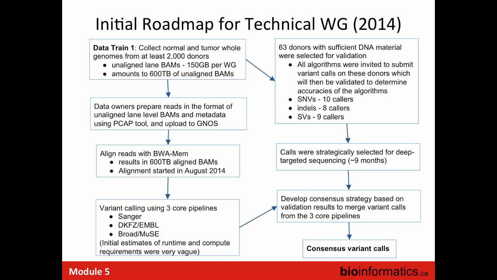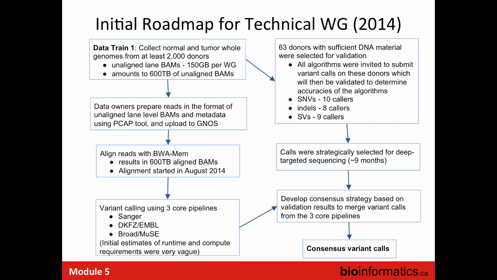The initial roadmap, as I said, was to collect 2,000 donors. That alone would give us 600 terabytes of unaligned BAM, which is quite a lot of data to handle. And we asked the data owners to submit this data by giving us lane-level BAMs.